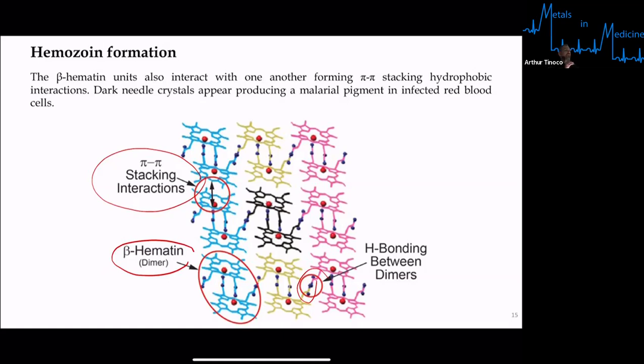So these beta hematin units interact with one another. They form this pi-pi stacking, hydrophobic interactions. This leads to the formation of these dark needle crystals that appear, producing that malarial pigment in infected blood cells.